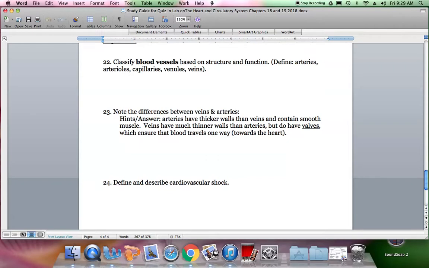Veins have much thinner walls than arteries, but they do have valves on the inside. Valves direct the flow of blood, so they will allow blood to return to the heart. For example, in the veins of the lower limbs, the valves allow blood to travel up towards the heart, but not to go back the other way. If a valve is incompetent, not working correctly, that can lead to swelling of the vein distal to that valve, and that's what we call varicose veins. So these are veins and arteries, and a couple of major differences.